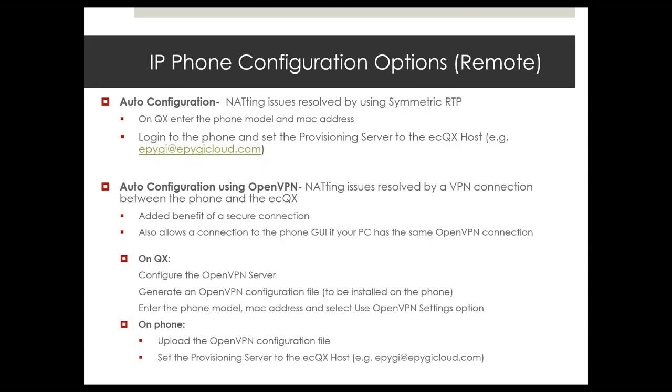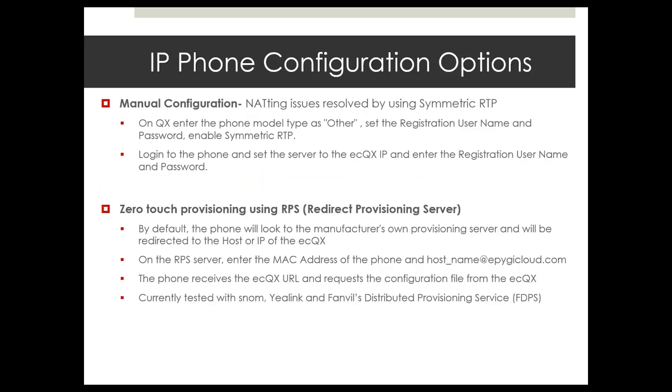All right, when it comes to remote phones, you've got some other options. We can use auto configuration, where the NATing issues are resolved by use of the symmetric RTP option. Then on the QX, you enter the phone model and the MAC address, and then you log into the phone and set the provisioning server to be the IP address or the host of the PBX. The phone will boot up and reach out to the QX, and we're going to give it a configuration file.